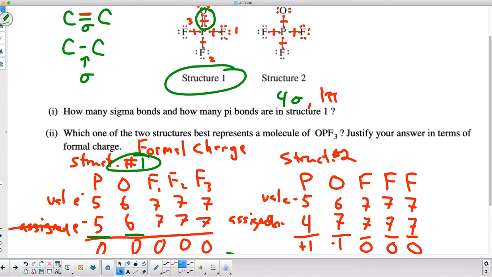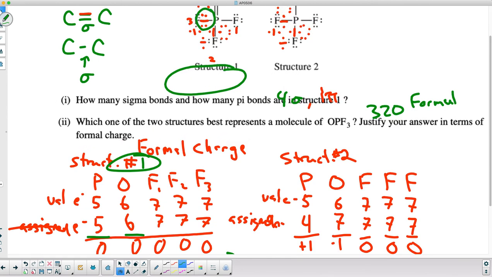That's the difference there. That's page 320, by the way, for formal charge. If you're completely lost, I would recommend checking out page 320 in the book on formal charge. That is chapter 8.